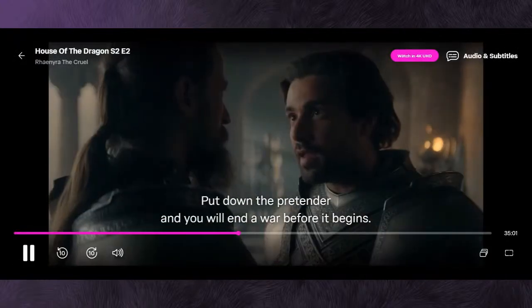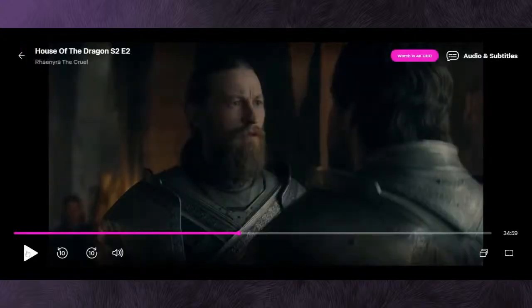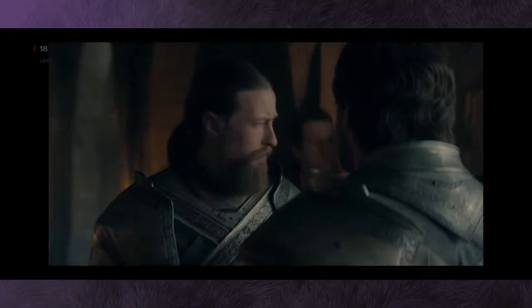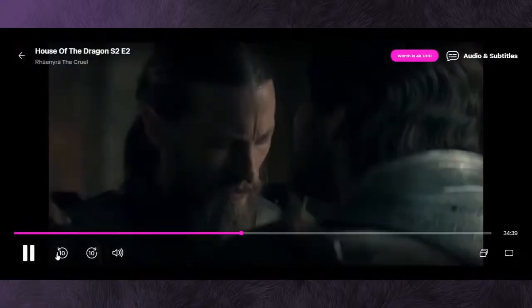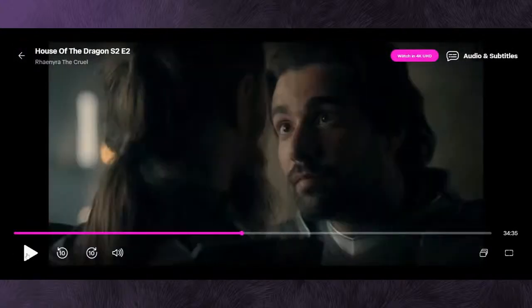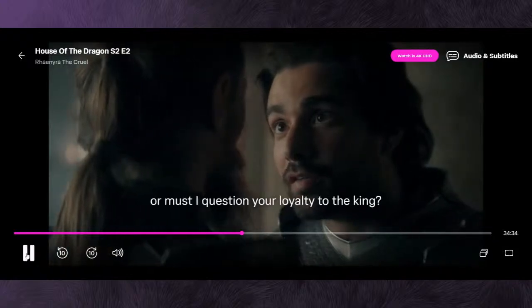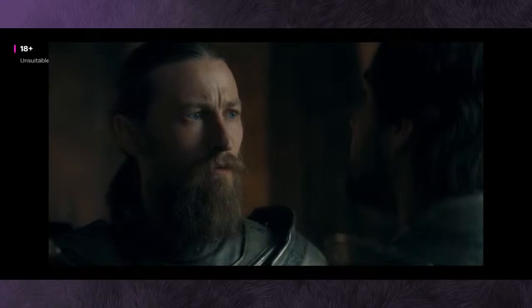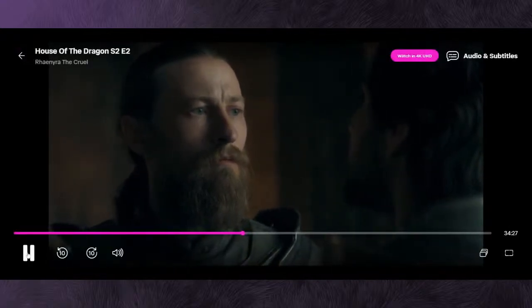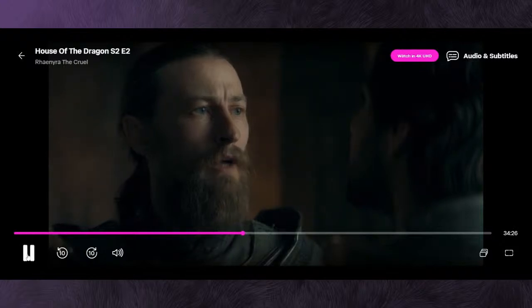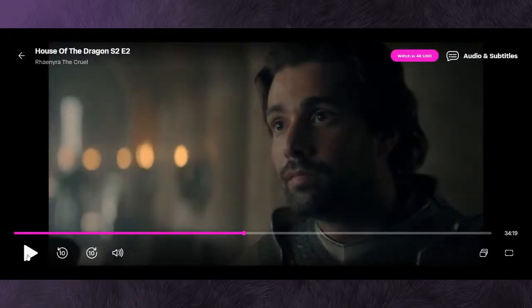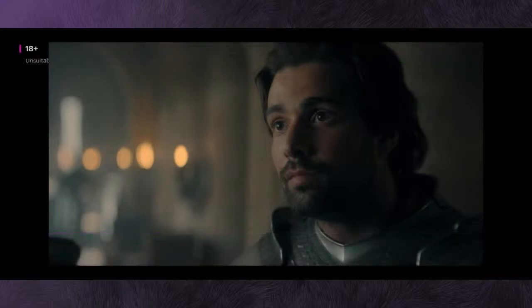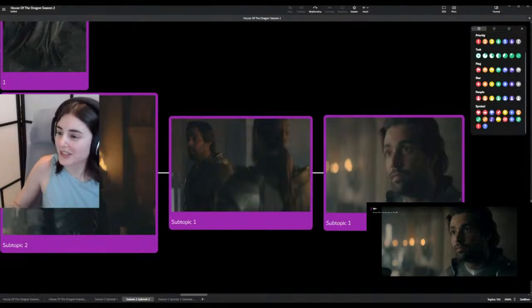Put down the pretender and you will end a war before it begins. Just does not blink, bro. And then, if they see the two of us together, that must not happen. It would send me to my... Okay, look. Now will you go? This is how they ended, basically. No blinking. Or must I question your loyalty to the king? And then he walks off. He still stares into the distance. As you command. My lord. And then he sticks there. I cannot handle it. I just look at him, just stuck there.